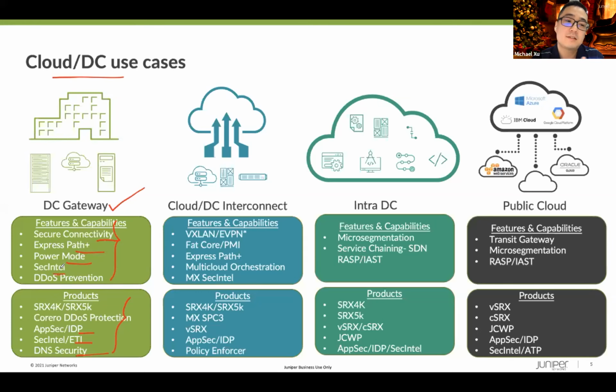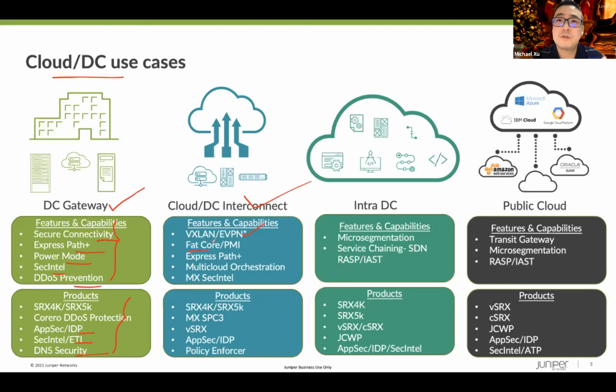And apart from that, you might be familiar with the SecIntel, right? Basically, all the devices will be sharing the central intelligence on the cloud, and also the anti-DDoS solutions from Corero. And for the cloud and DC interconnect, of course, like Tony mentioned earlier, we're going to leverage VXLAN or EVPN. And recently, we introduced a new feature to inspect the VXLAN traffic, which I will be explaining in a later slide. And of course, for the interconnect, sometimes you have to use encryption, use the IPsec.